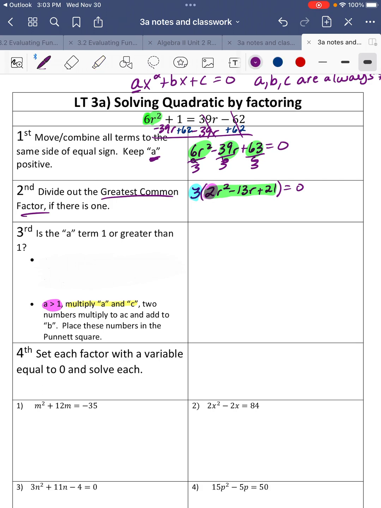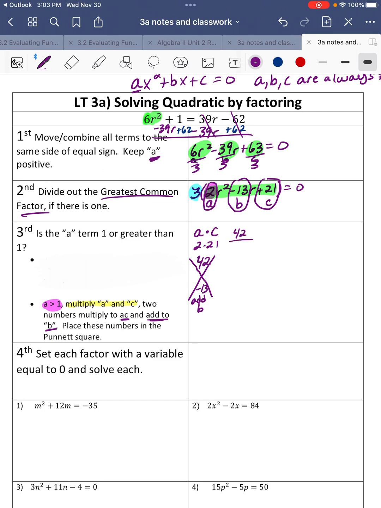So we're going to multiply a times c. The a in this case is 2, the b is negative 13, and the c is positive 21. We're going to do a times c, which is 2 times 21, and that's 42. I'm going to do the little x, it's 42. You do, what two numbers multiplied give a times c and add to b? The b is negative 13. So what two numbers multiply to 42 and also add to negative 13?